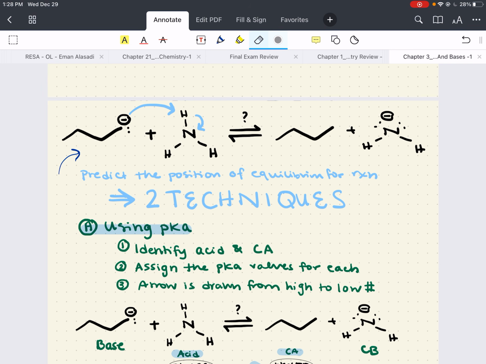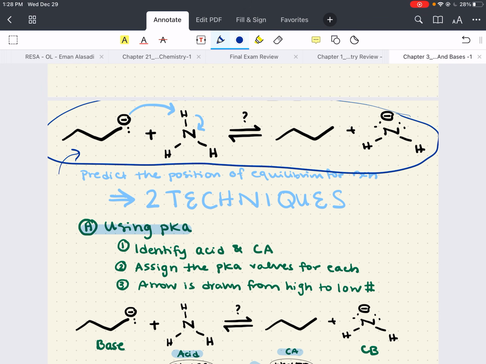You can use the pKa values to help you figure out where the equilibrium lies, or you can use OREO to determine where the equilibrium lies. Okay, so we're going to go ahead and do this problem. We're going to predict where the equilibrium lies for this reaction using both methods, okay?